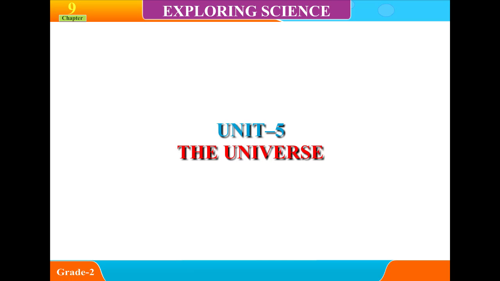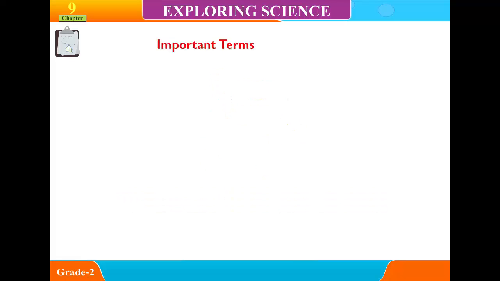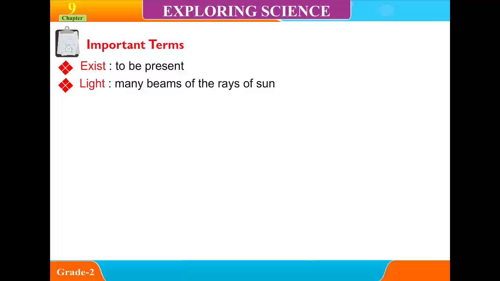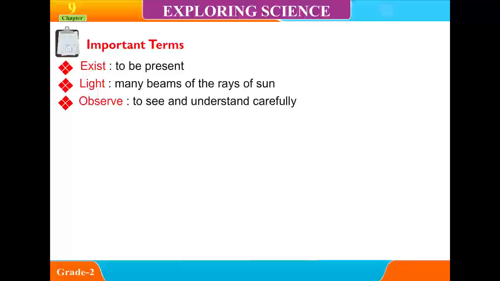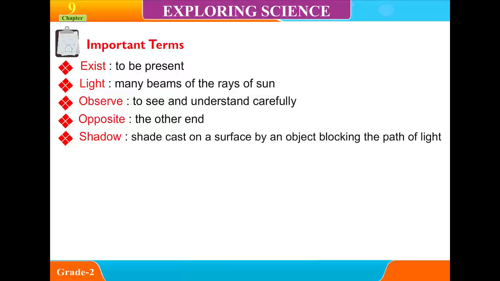Unit 5: The Universe. Chapter 9: The Sun and Shadow. Important terms. Exist: to be present. Light: many beams of the rays of sun. Observe: to see and understand carefully. Opposite: the other end. Shadow: shade cast on a surface by an object blocking the path of light.